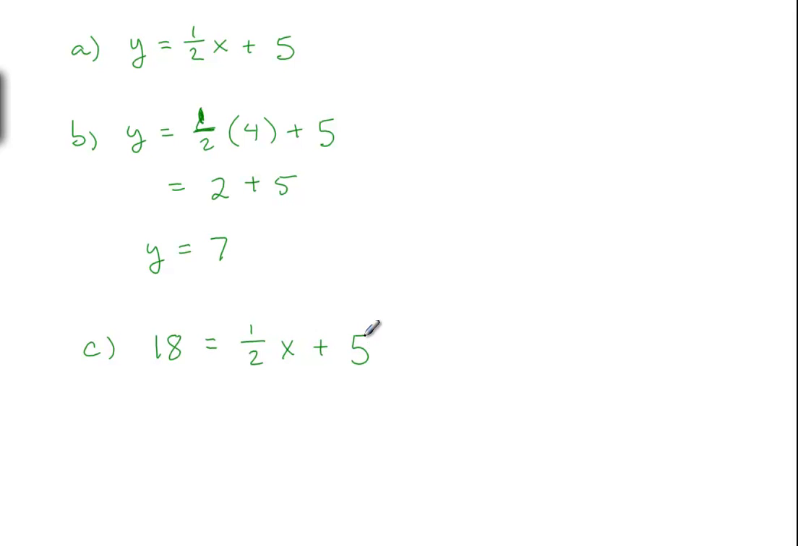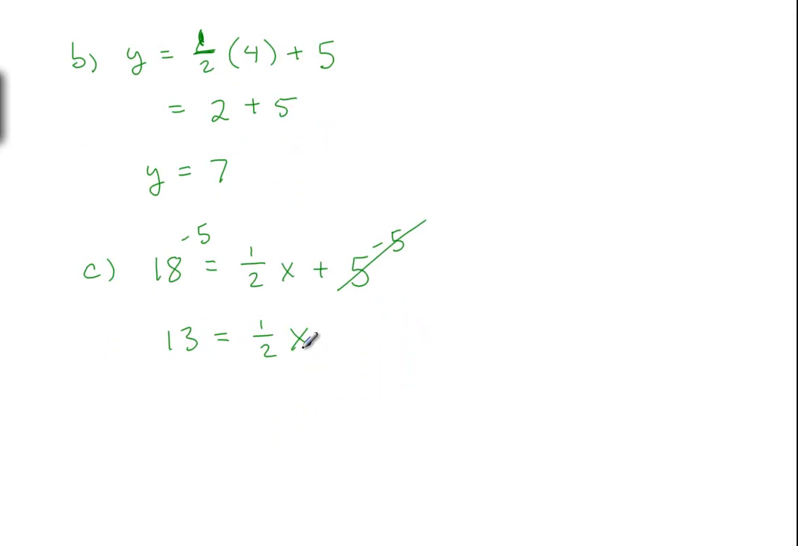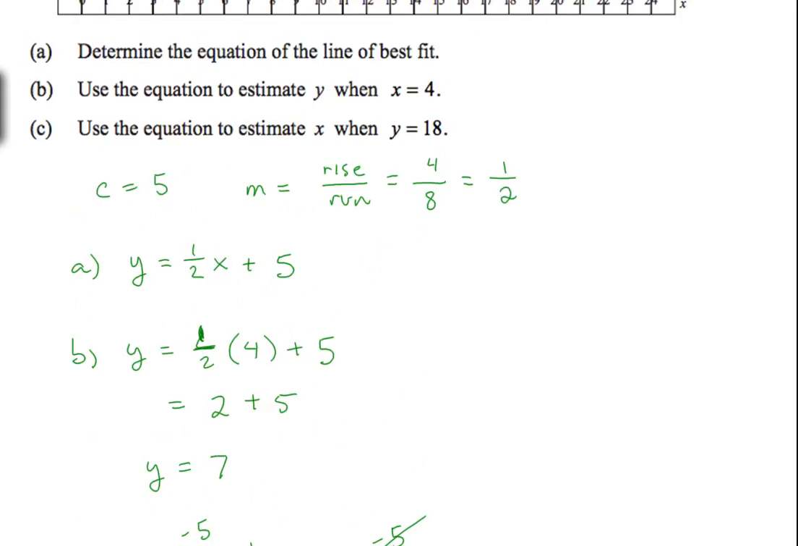If we subtract this 5 from the right side, then we have to also subtract it from the left side. So 5 minus 5, that's gone, that's 0. 18 minus 5, that's 13. So 13 equals 1/2 x. I did that just to make it a little bit easier for us to figure out, well, 1/2 times what value equals 13? 1/2 of what equals 13? And the answer to that is 26. X equals 26. So when y is 18, we've used our equation to find out that x equals 26.